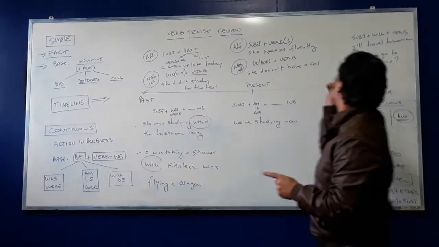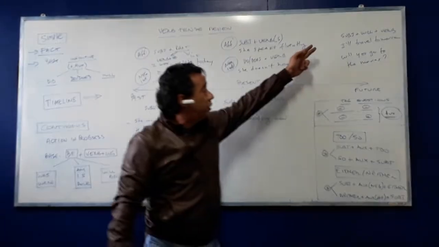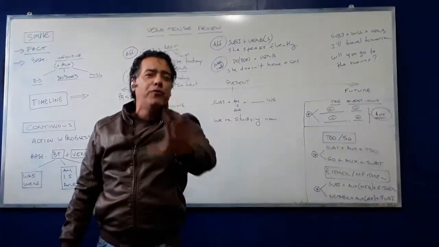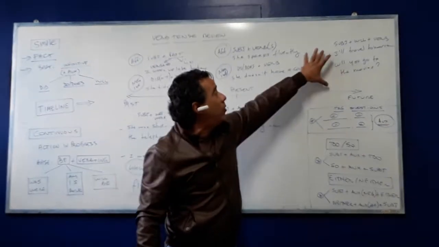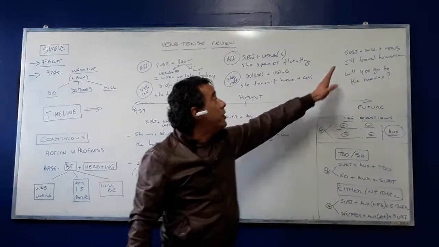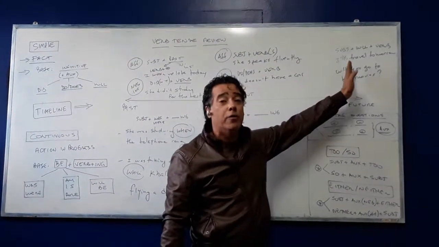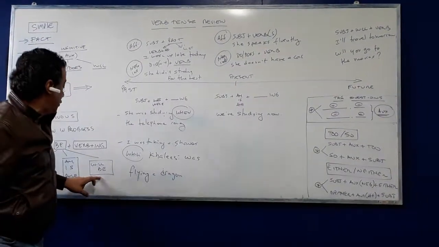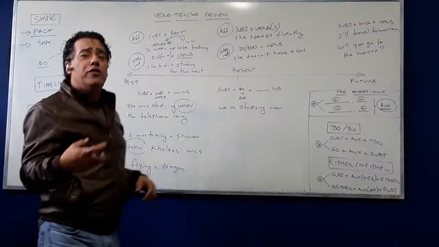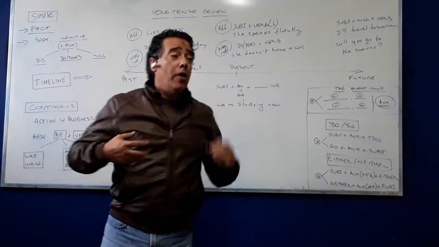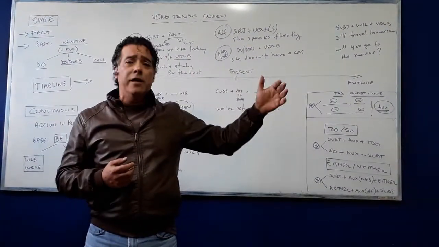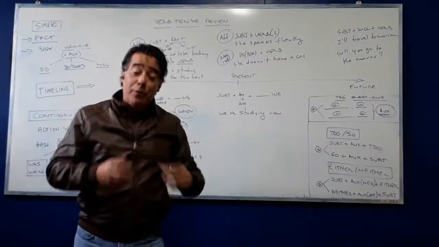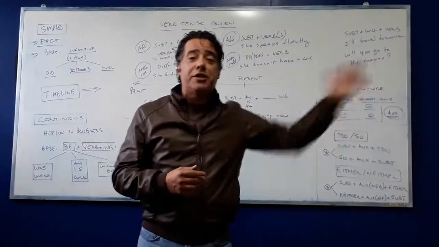Okay? In the future, let's move the timeline to the future. Yes? We are not going to talk about future continuous now. Let's only focus on future simple. You're going to use subject plus will plus verb. This is the only situation that verb to be, you're going to use an auxiliary. So, I will be rich in the future. I'm going to win the Mega Sena and I'm going to be rich in the future.